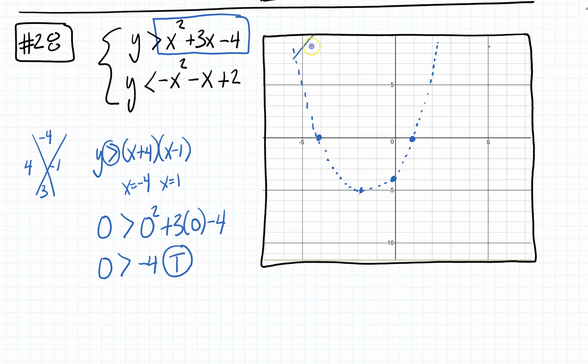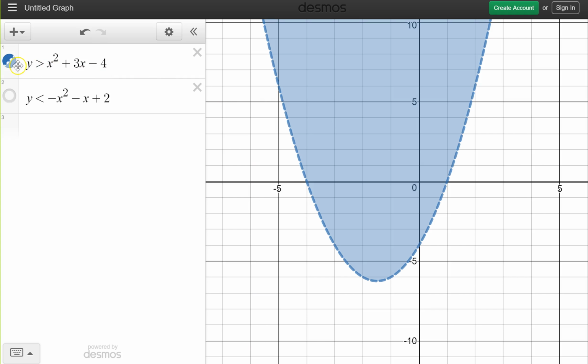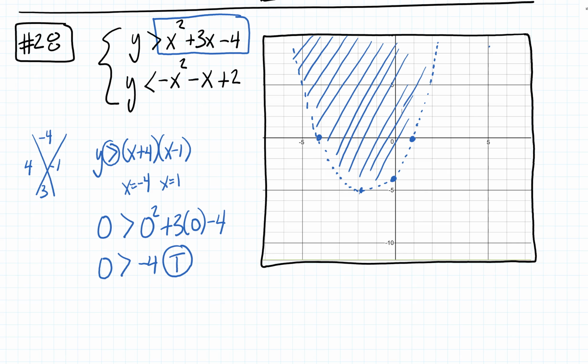So therefore I want to shade everything on the inside, everything that contains that point (0, 0), because 0 is bigger than -4. So this is the first picture, and I can verify that by looking at Desmos and graphing it, that yes, I have everything on the inside. The next thing we're going to do is this part in green, so you can see a different one.